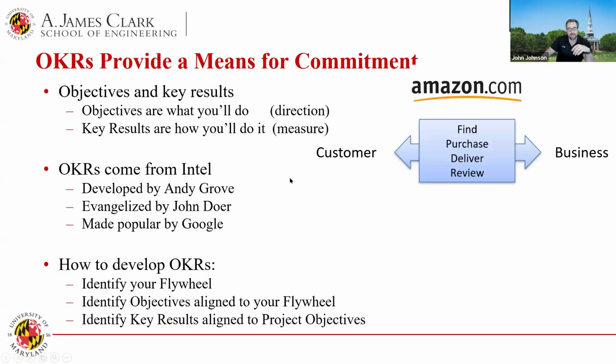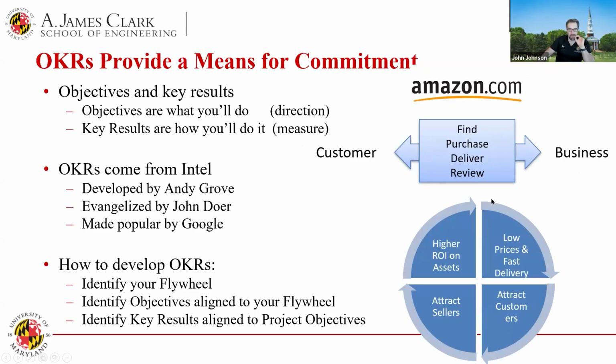And the way you develop them is that you first start by identifying your business model. And for Amazon, it is that there's a customer that needs to find, purchase, have delivered, and review things from a business. And connecting those two sides of the business is key for them. And ultimately, you then develop what's called a flywheel. And a flywheel is a set of key things that you're going to do as a strategy that will allow you to continuously have an advantage. And in fact, as you develop this flywheel, you can set strategic objectives related to it in order to be successful again and again and again.